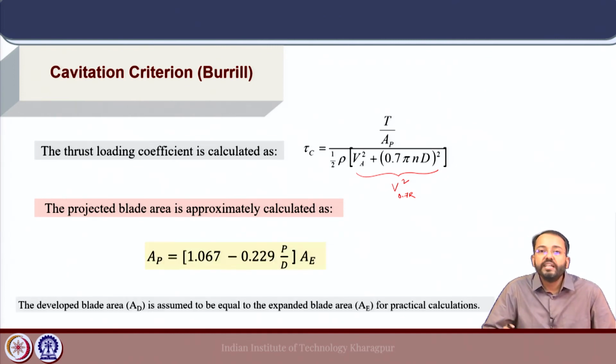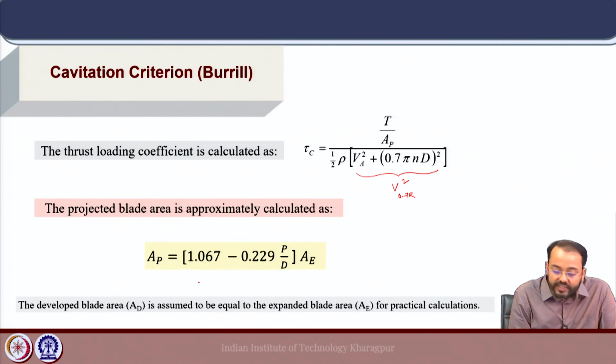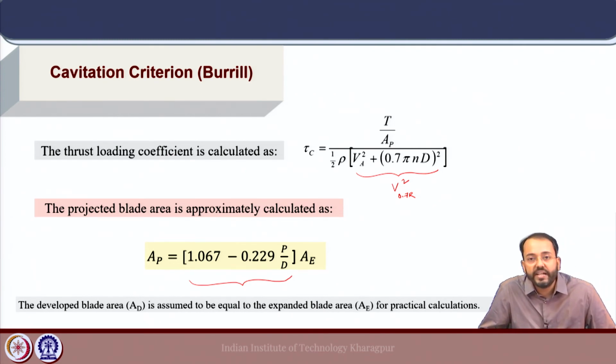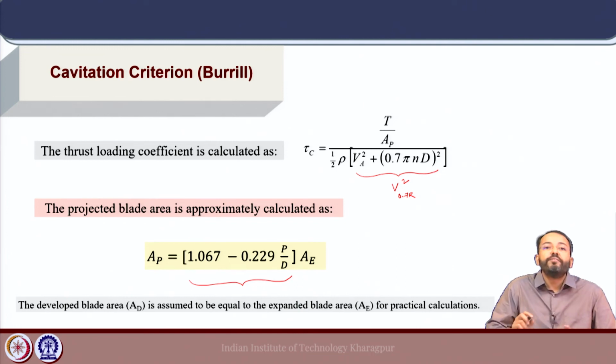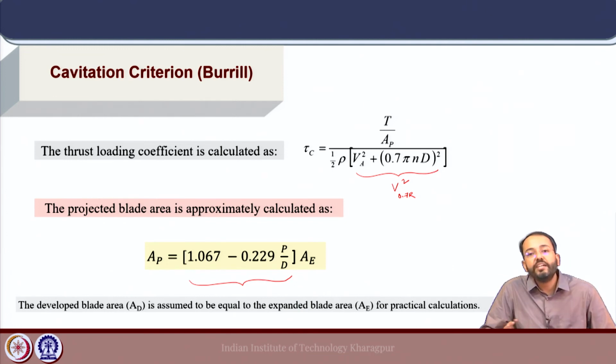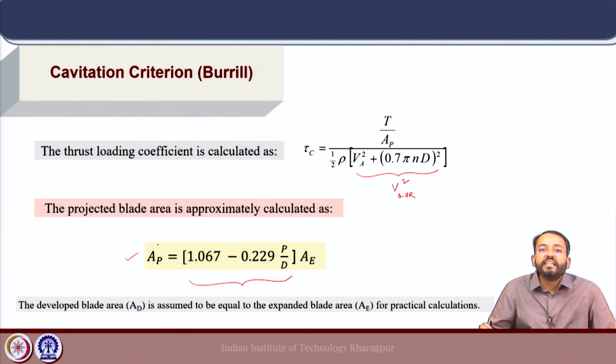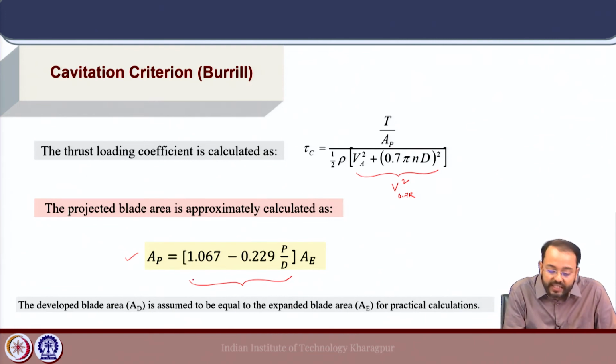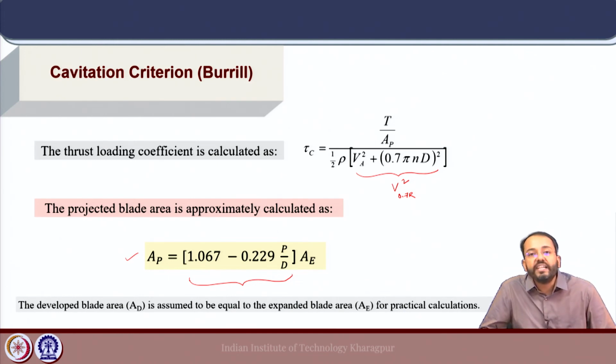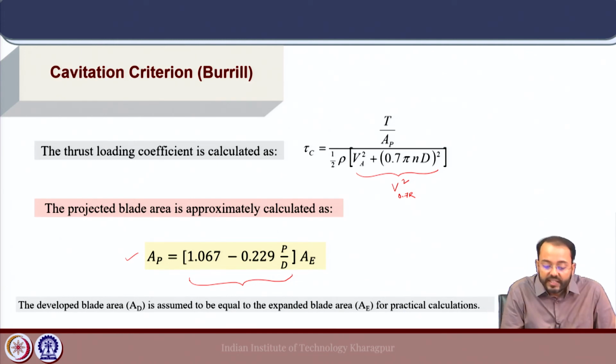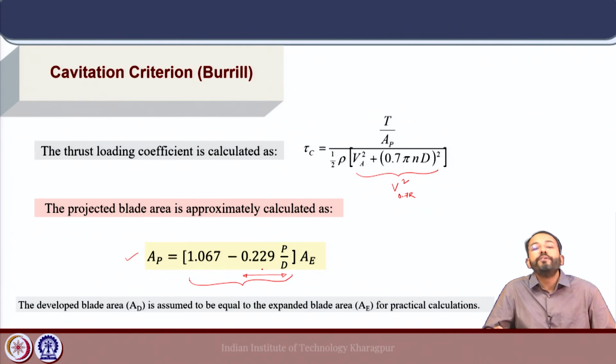So, it is approximately calculated as this particular expression multiplied by the expanded blade area, and this expanded blade area for this calculation is taken to be equal to the developed area for practical purposes. Okay. Now, in this equation we see that the projected area is this expression multiplied by AE. Now, if we increase the pitch ratio P by D of the propeller blade, what will happen? This negative part will increase and AP will decrease.